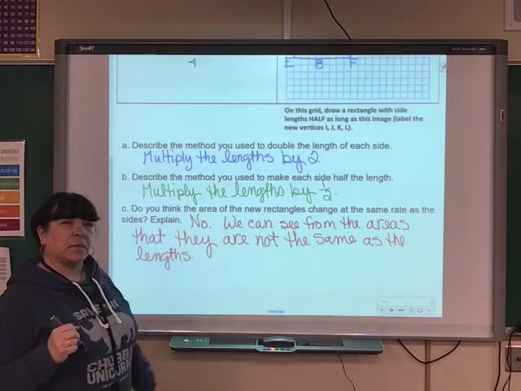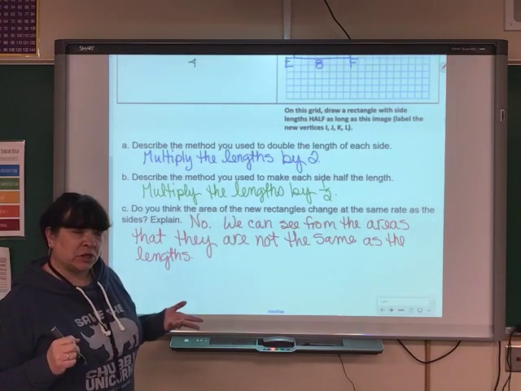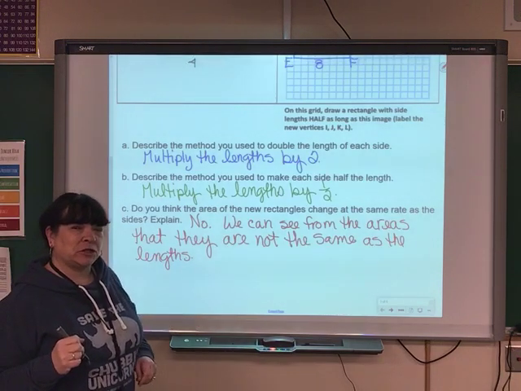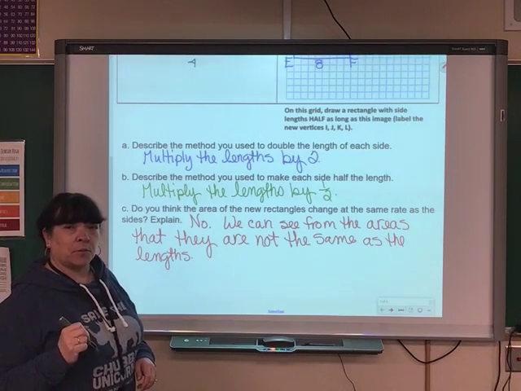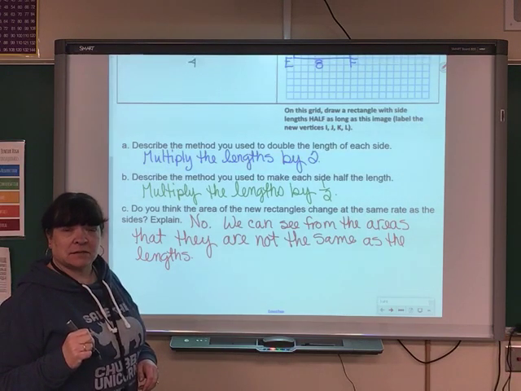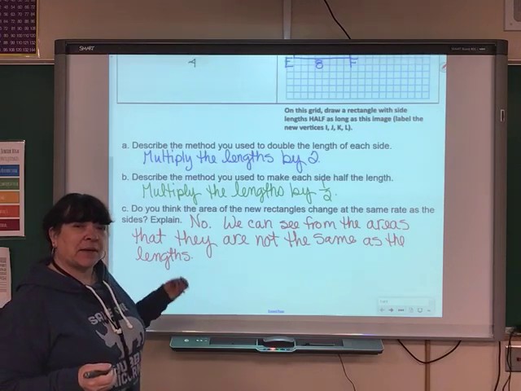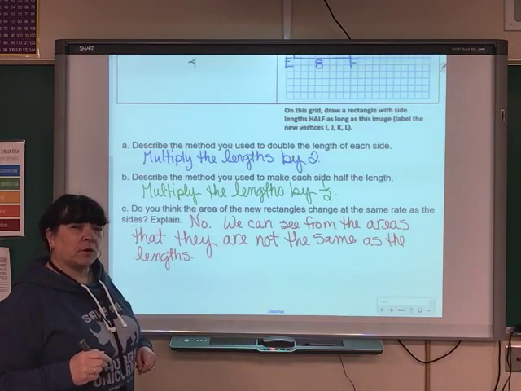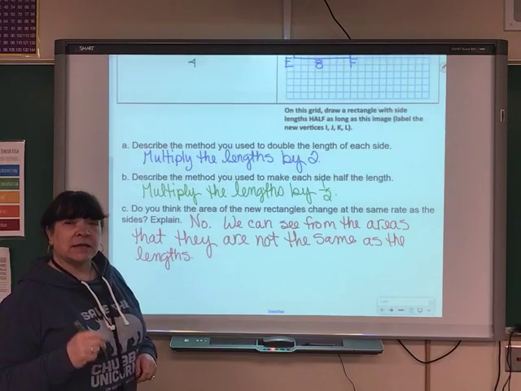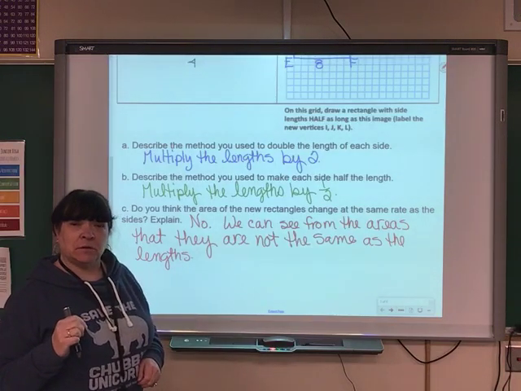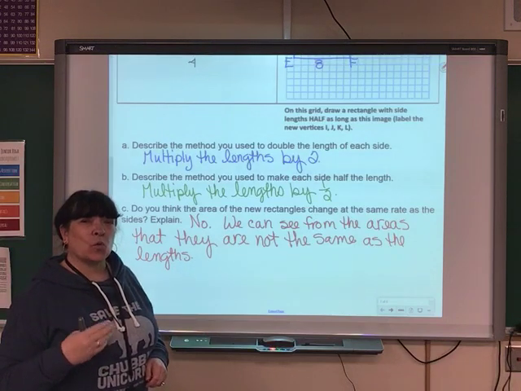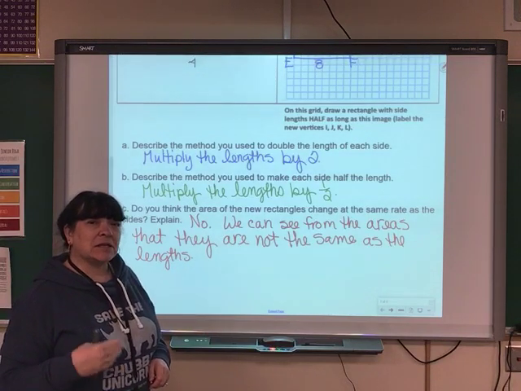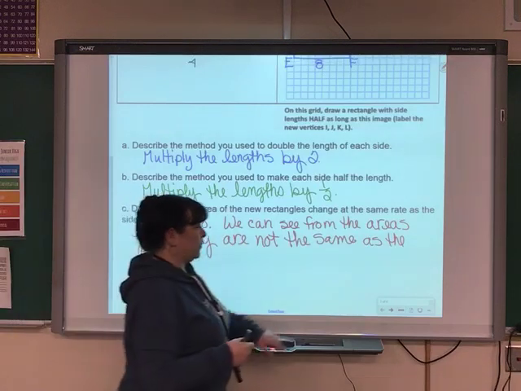So they're not the same rate of change. And we talked about rate of change when we were talking about proportions, percents of change. So this kind of takes us back to what is that proportional thing? Remember, when we talked about scale factor, it is a ratio. Scale factor is a rate of change. And so all of those tie in together.